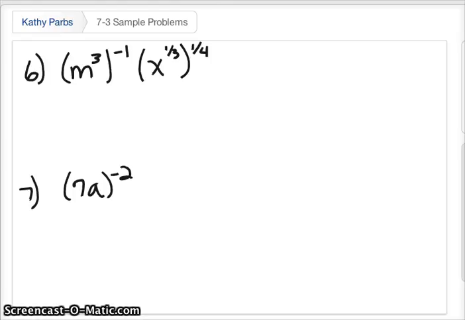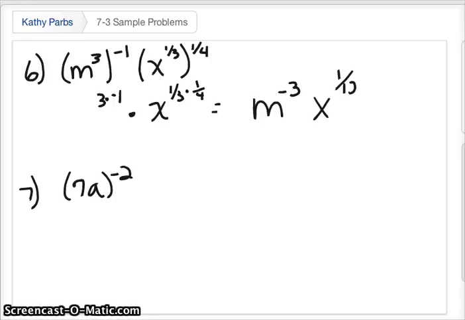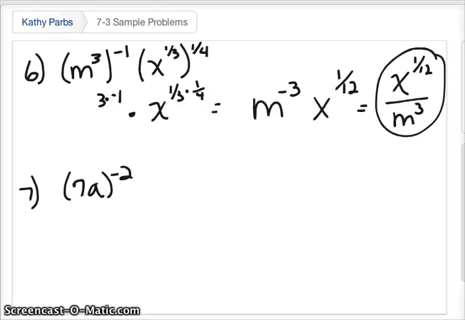Okay, in this problem we have m to the third to the -1, so that would give us m to the 3 times -1 times x to the 1/3 times 1/4. So we have m to the -3, and 1/3 times 1/4, you multiply the ones in the numerator and then you multiply the denominators, so that would give us 1 over 12. Rewriting this without any negative exponents, we would have x to the 1/12 divided by m to the third.